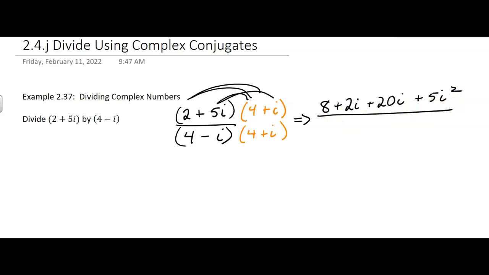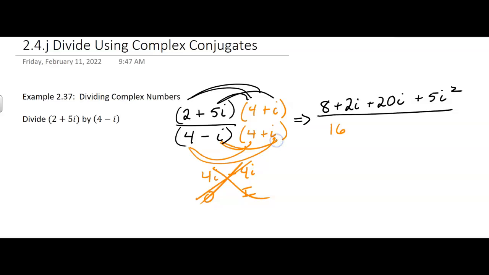In the denominator, I'm going to have 4 times 4 is 16. You don't have to do the O and the I. You can. There's 4i. There's negative 4i. They cancel out. That's like the O. And then here's the I. They cancel out. That's why we did conjugates. But you do have to do the last.